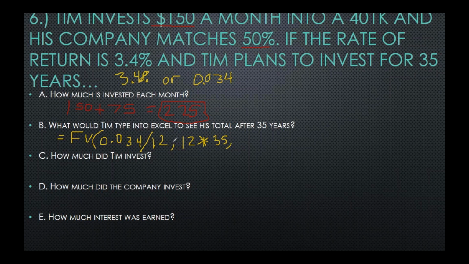That's the number of months, and at the end is how much is going in. Well, that's the 225 from Part A. So that's what you would type into Excel.